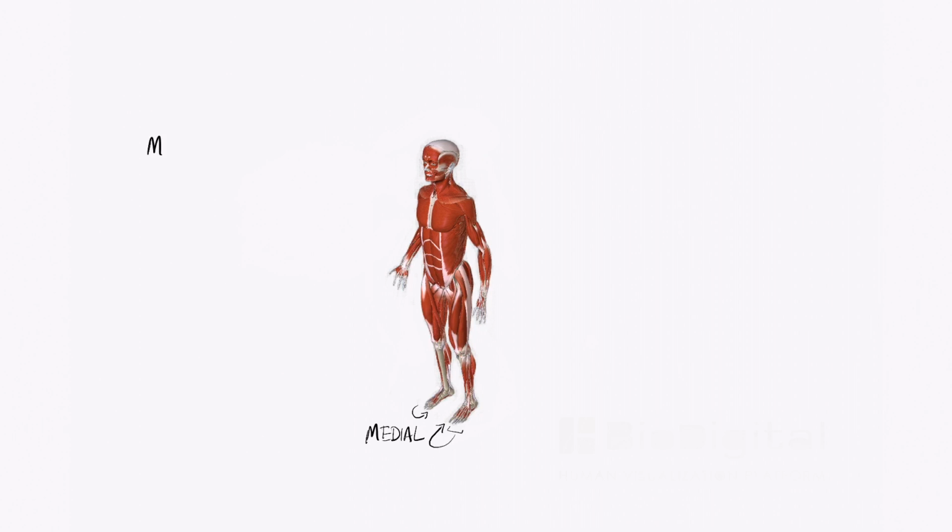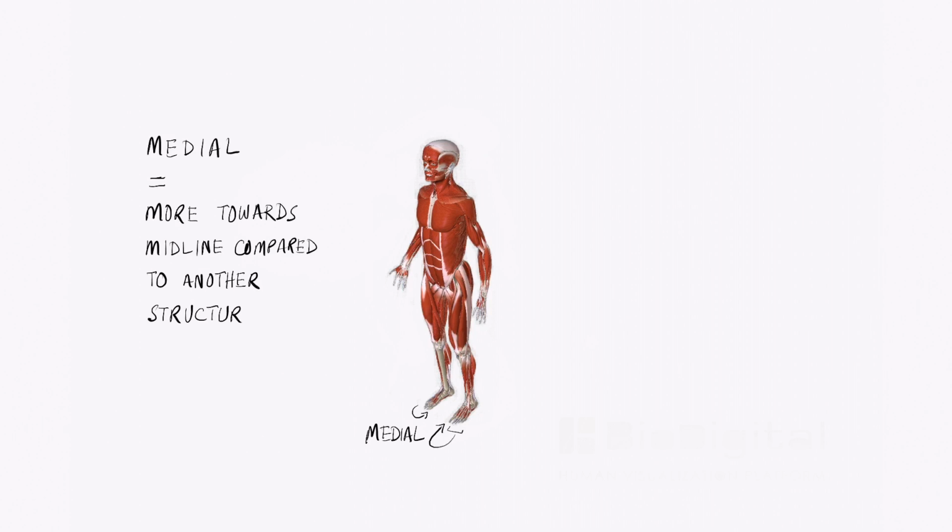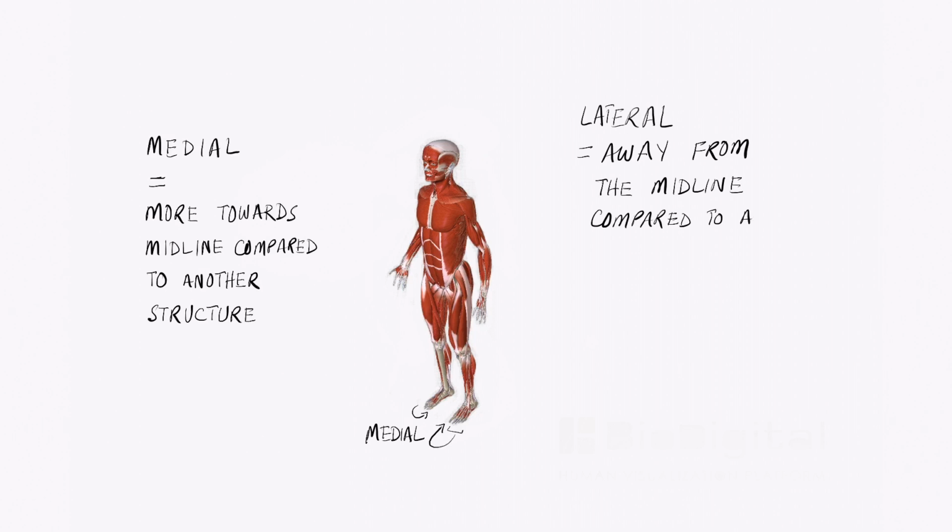Medial is used to describe structures that are towards the median plane. And as you remember from before, the median plane means toward the center of the body. So now, medial would mean toward the center of the body compared to another structure. For example, the big toe is located medial to the other toes, or the heart is medial to the lungs. Lateral is the opposite of medial. This is used to describe structures that are located away from the center medial line of the body, or away from another structure that is located towards the middle of the body. For example, the small toes are lateral to the big toe.